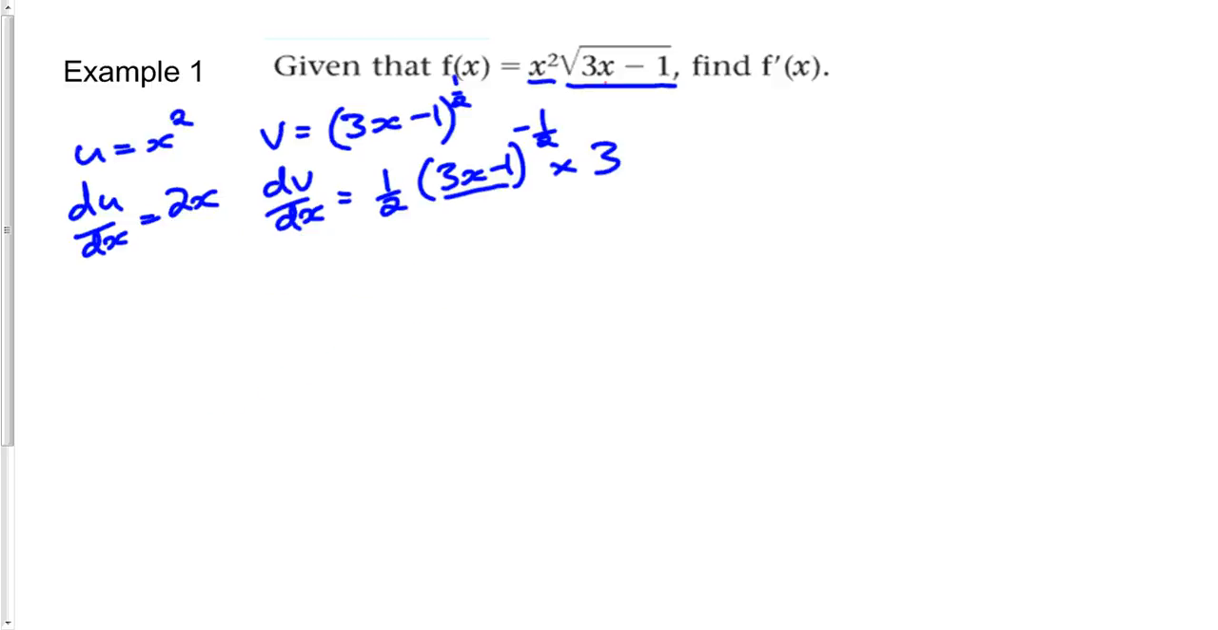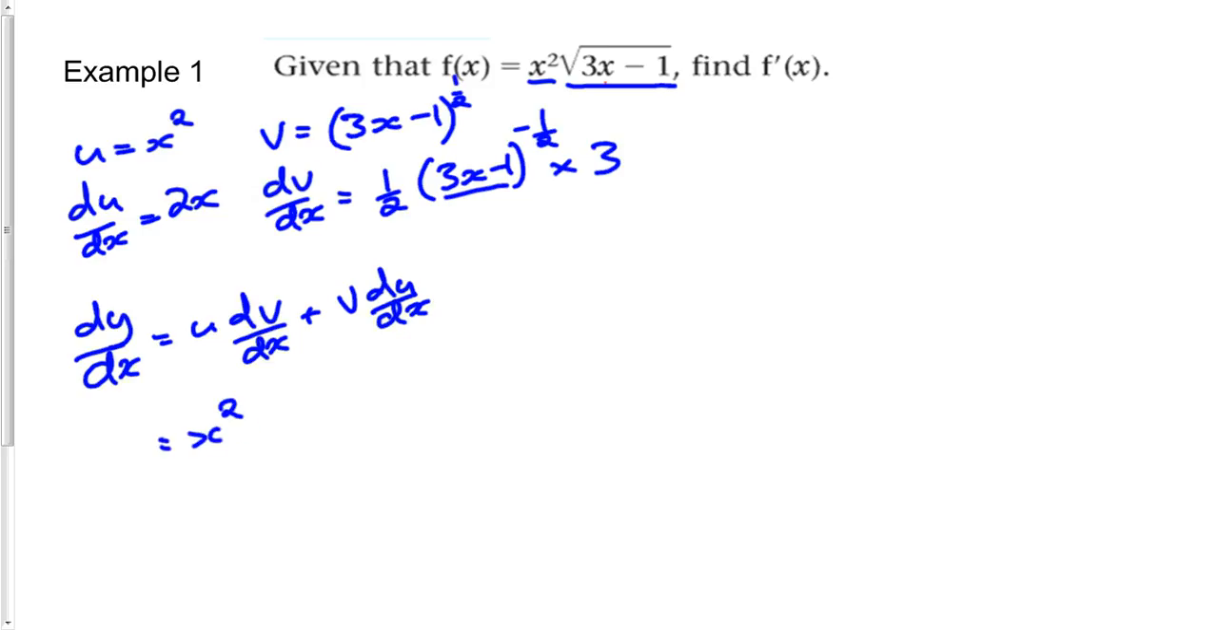So u is x squared. So dy by dx equals u dv plus v du, then u is x squared, so that's going to equal x squared times dv by dx, which in this case is 1/2 times 3x minus 1 to the power of minus 1/2, then multiplied by 3, plus v du, where v is 3x minus 1 to the power of 1/2 times du, which is 2x. And there we go, there we've done it.